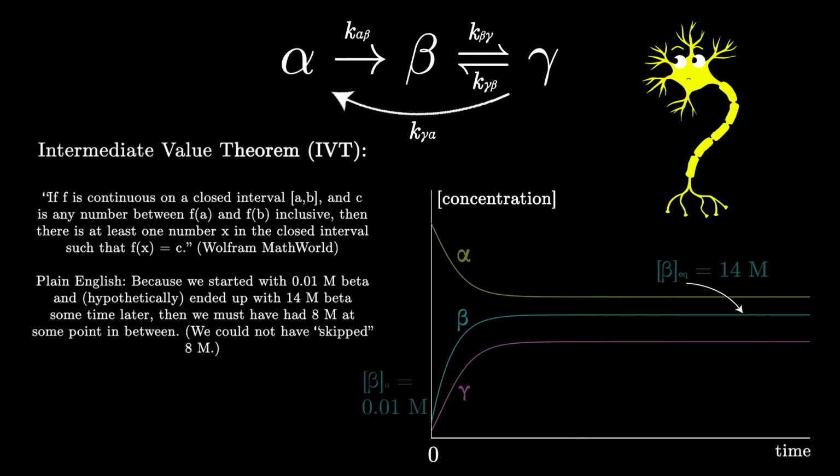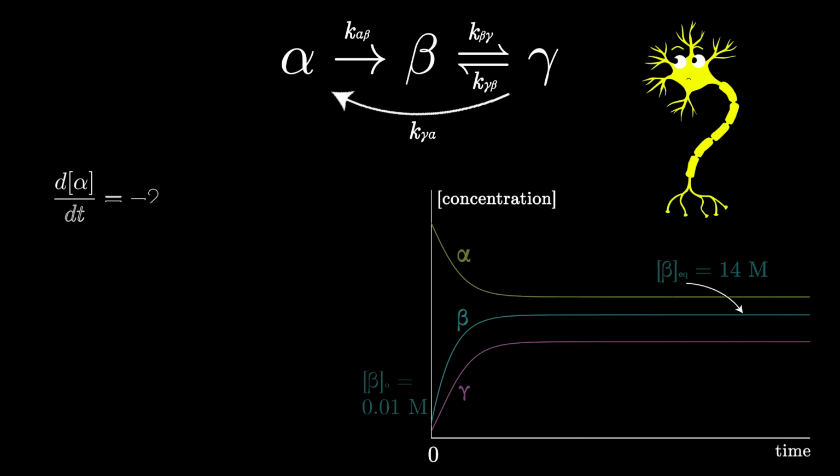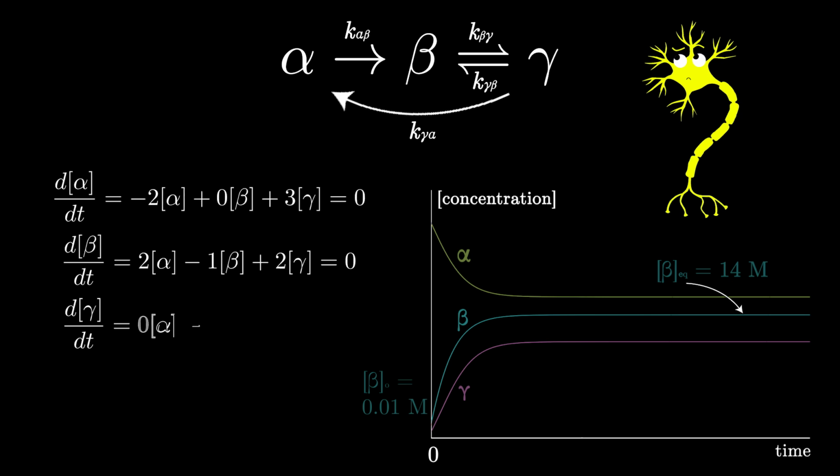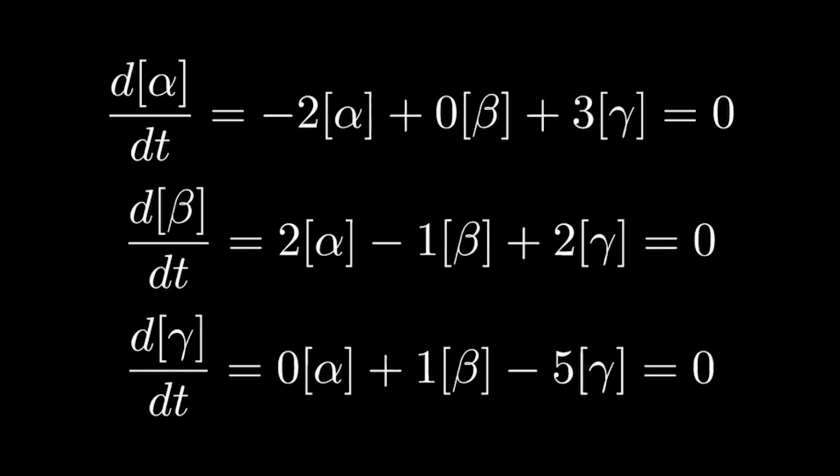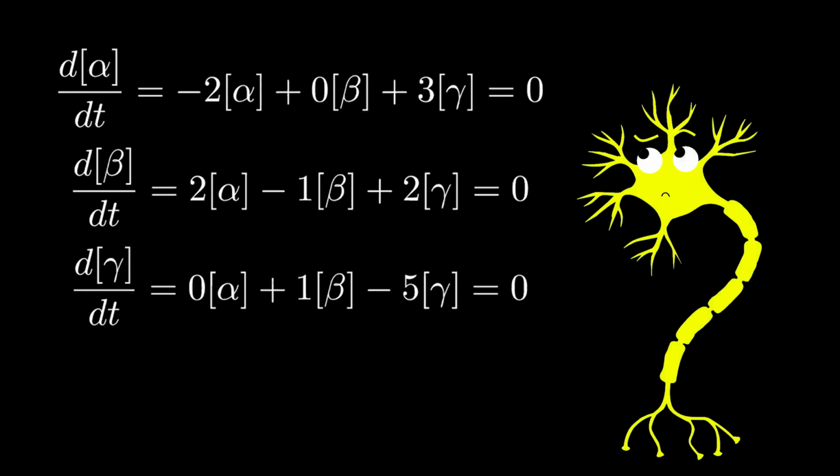So let's solve for the equilibrium concentrations by setting dα/dt, dβ/dt, and dγ/dt equal to 0. And by doing that, we get this system of equations. Now, you're probably thinking, oh, we have a system of linear equations, so we can just easily solve for alpha, beta, and gamma now. And that's a great idea, we can try that. But if you try that, you realize that you can't.